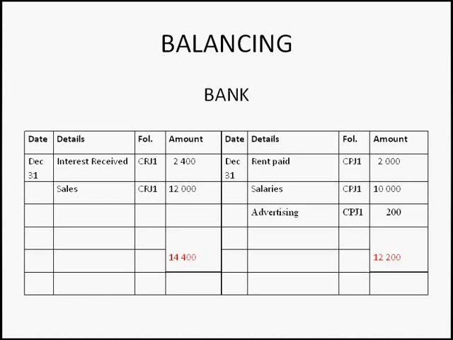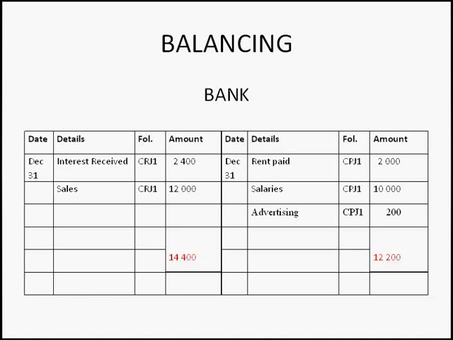In this case, if you look at the entries on the debit side, we have interest received, 2,400 Rand. We've got sales, 12,000 Rand, which gives us a total in the red at the bottom of 14,400. On the right-hand side, we've got rent paid, 2,000 Rand. We've got salaries, 10,000 Rand. And we've got advertising, 200 Rand, which if I add those three together, the amount in red that you'll see at the bottom there is 12,200.